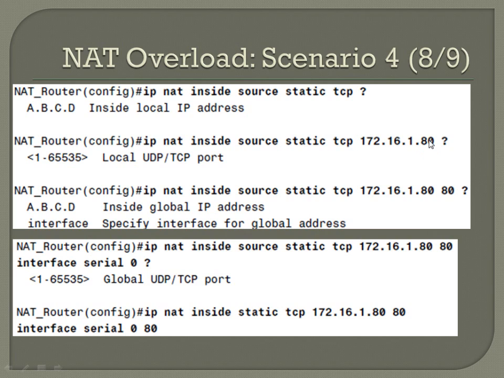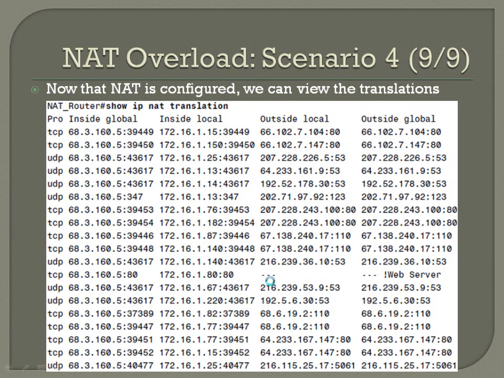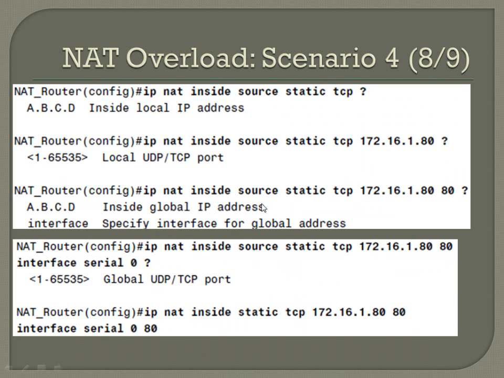And again, we don't have a static IP for our WAN, so we've got to specify the interface. Interface serial 0, and again, port number 80. So IP NAT inside static TCP 172.16.1.80, port 80, interface serial 0, port 80. So that's for 80. We need to set it up for 443 as well. It's going to look exactly like this line, but you're going to exchange these port 80s for port 443. So IP NAT inside static TCP 172.16.1.80, 443, interface serial 0, 443.